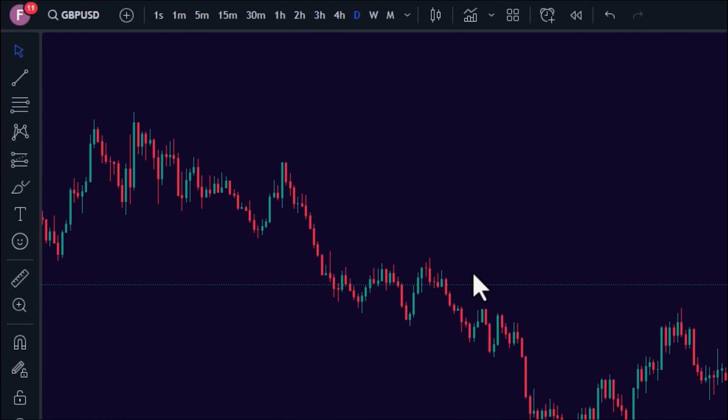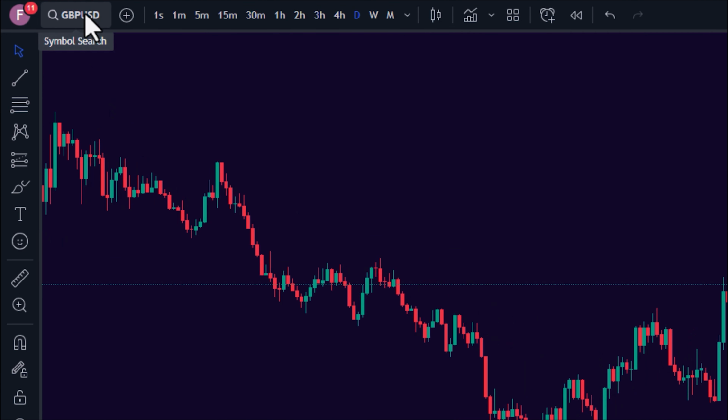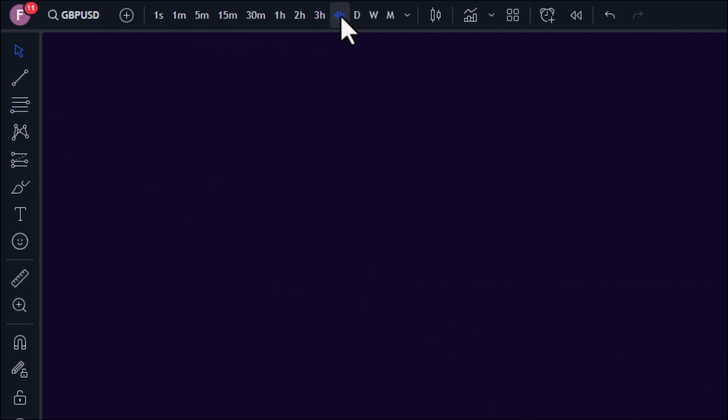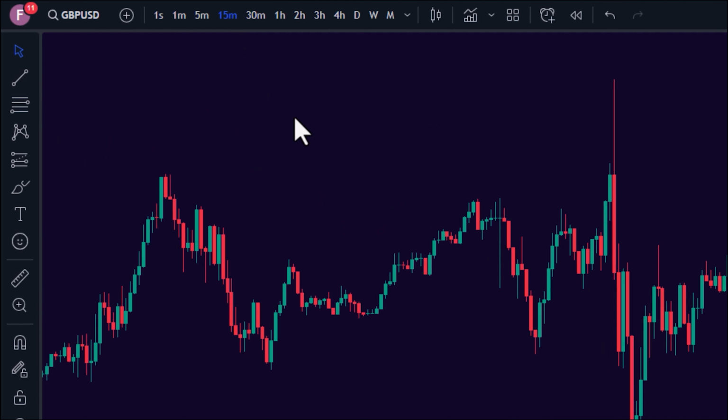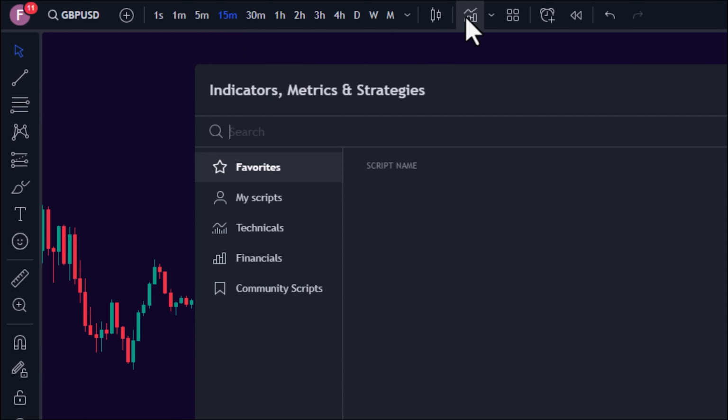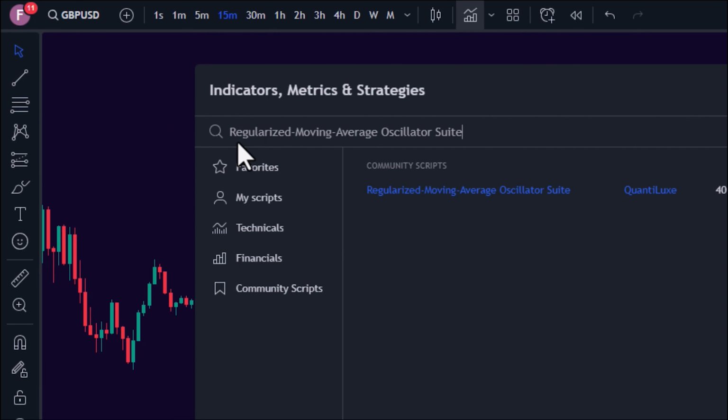First, head over to TradingView and select the asset of your choice and preferred time frame. Choose anything between 5 minutes and 4 hours. For this example, the 15-minute time frame will be utilized. Now, to find the indicator, search for the keyword Regularized Moving Average Oscillator Suite. Select the one by Quantiluxe.